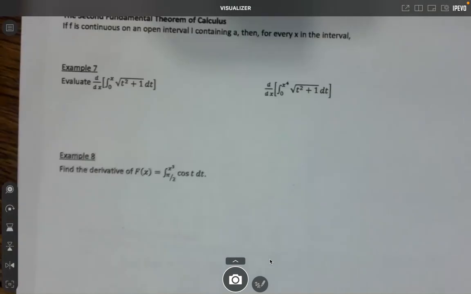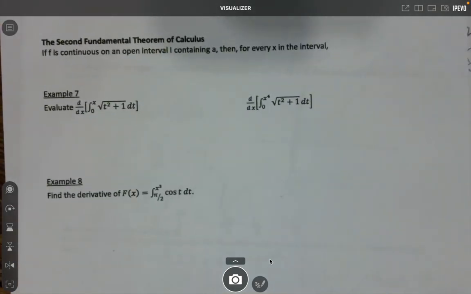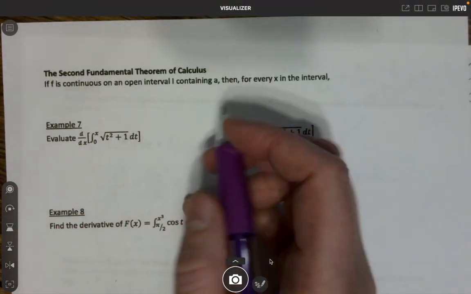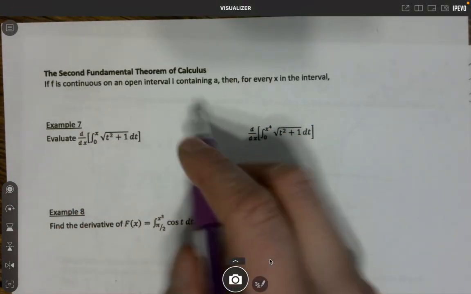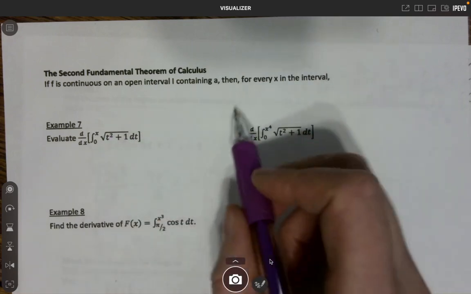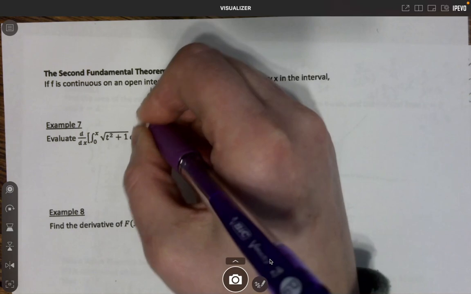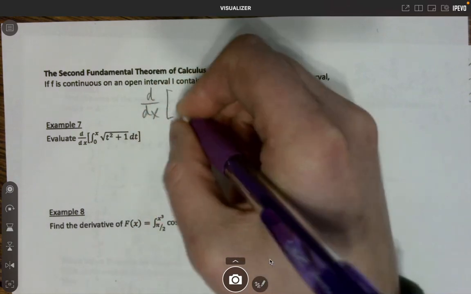This last one is kind of weird. It's okay for you not to really understand it right now. For now, we're just memorizing. So the second fundamental theorem of calculus: if f is continuous on an open interval I containing a, then for every x in the interval, if I have the derivative of the integral.